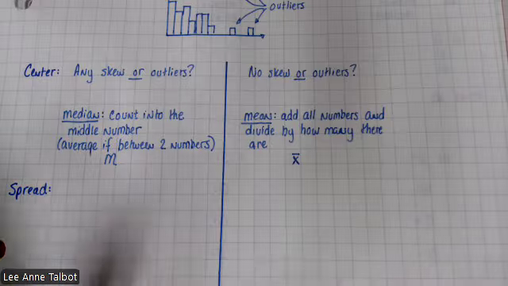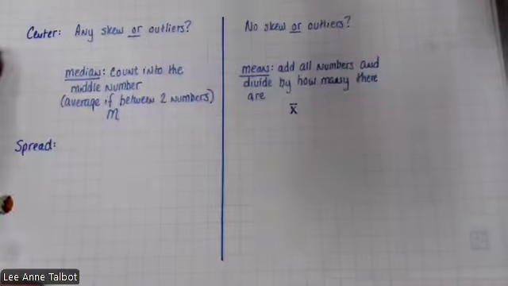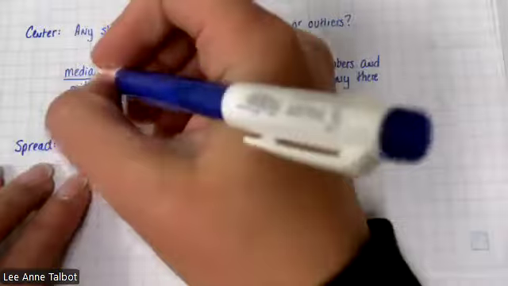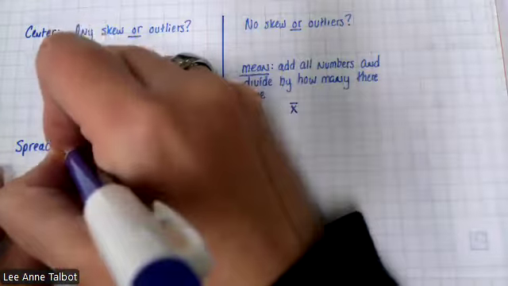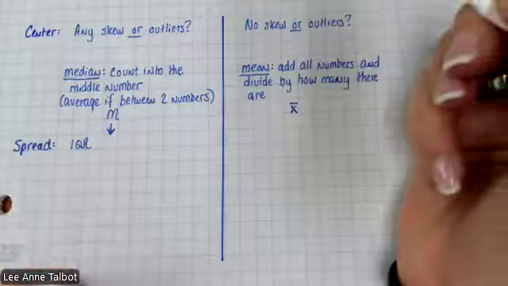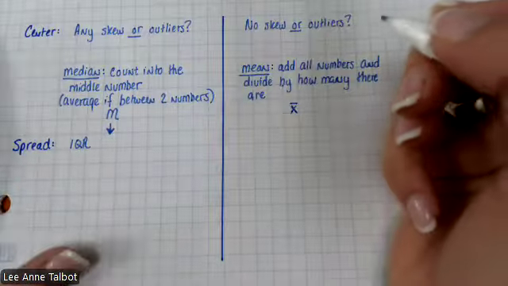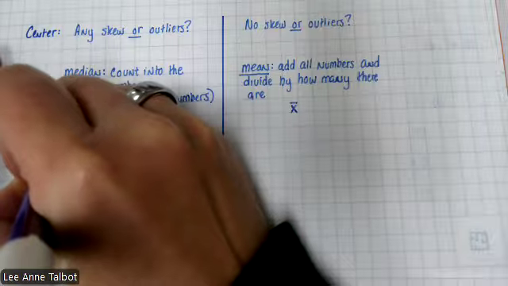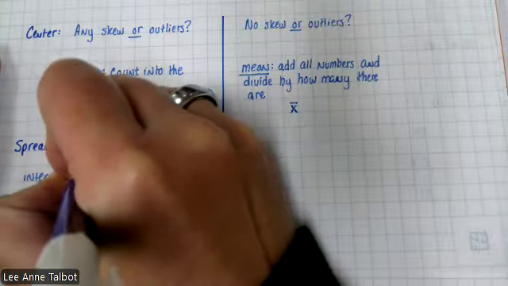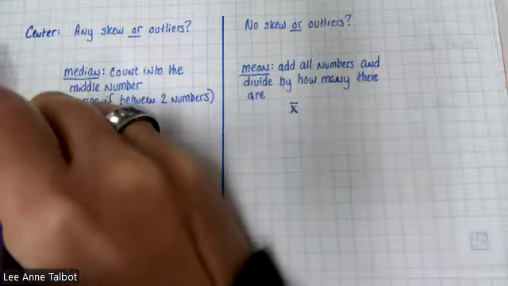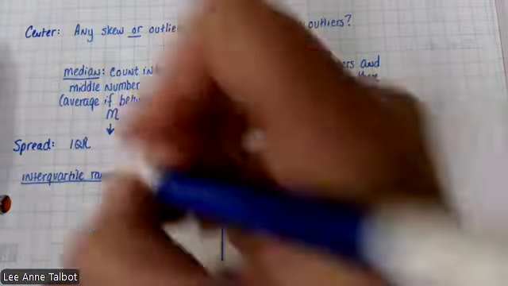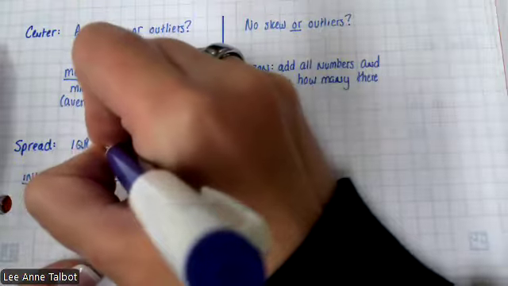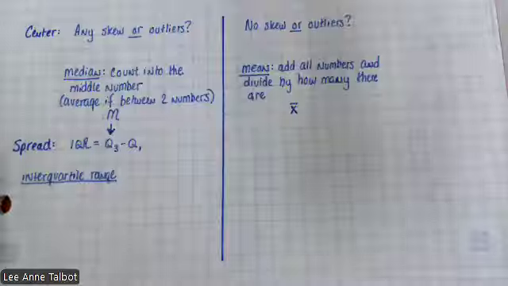Okay, last thing for this: spread. Spread means how spread out the numbers are. And if you're using the median, this is very important, you need to use the spread that's called IQR. Have you guys heard of IQR before? It's interquartile range. And IQR is very easy to find. It's quartile 3 minus quartile 1. No big deal.